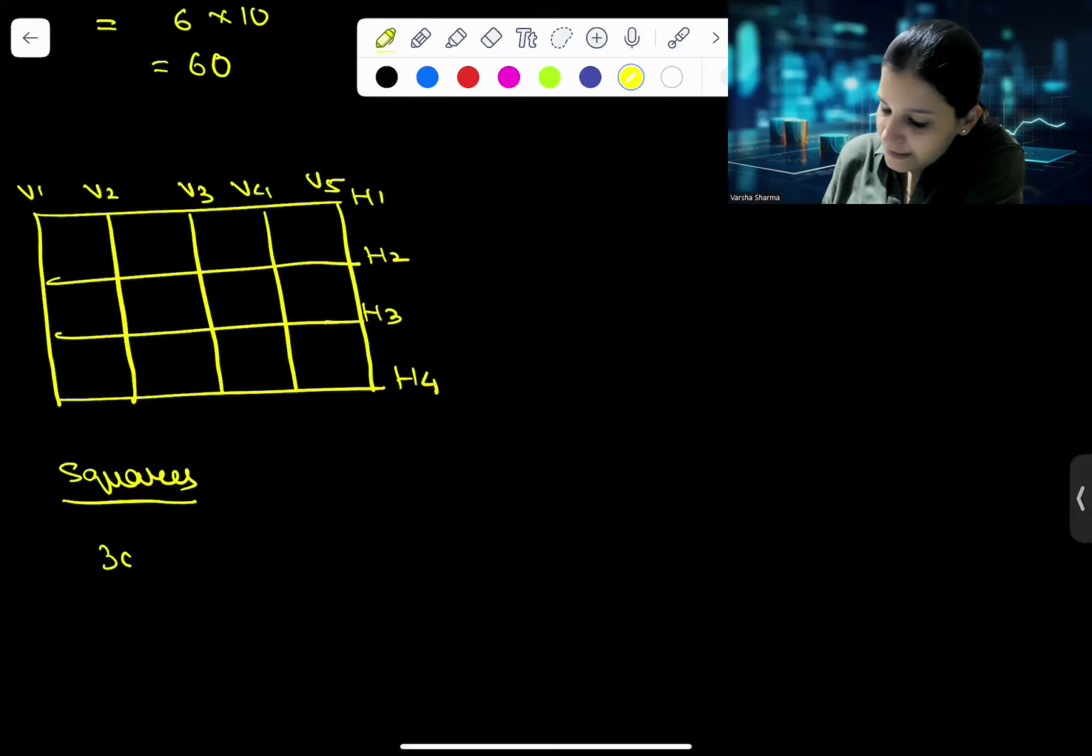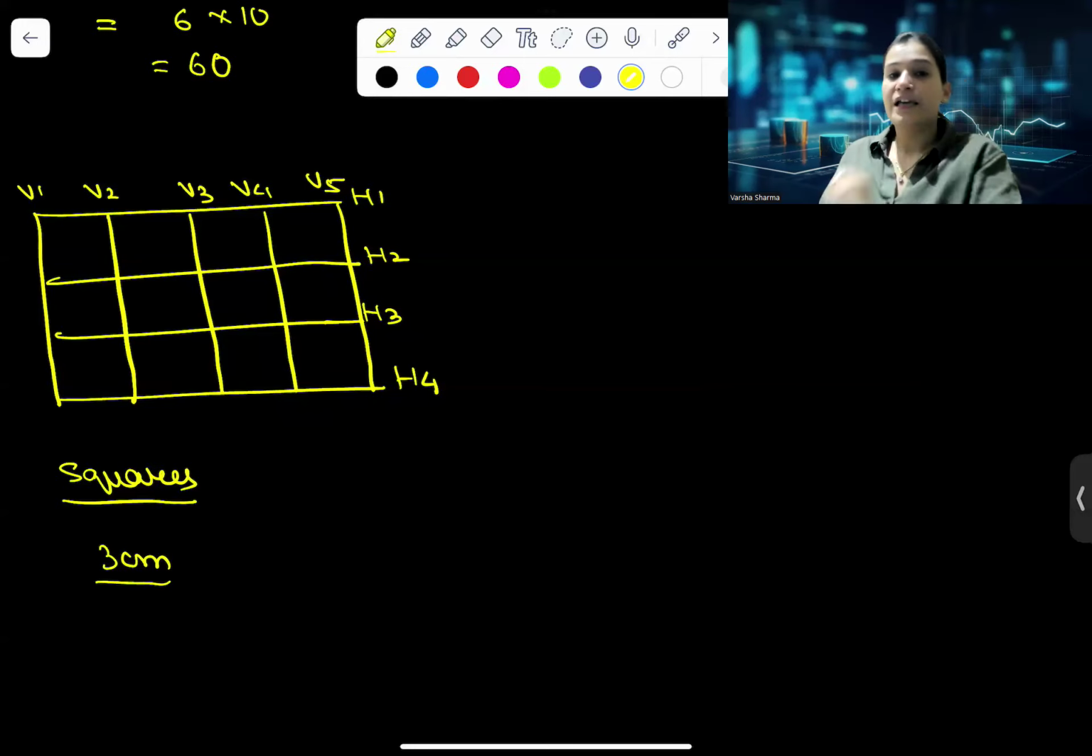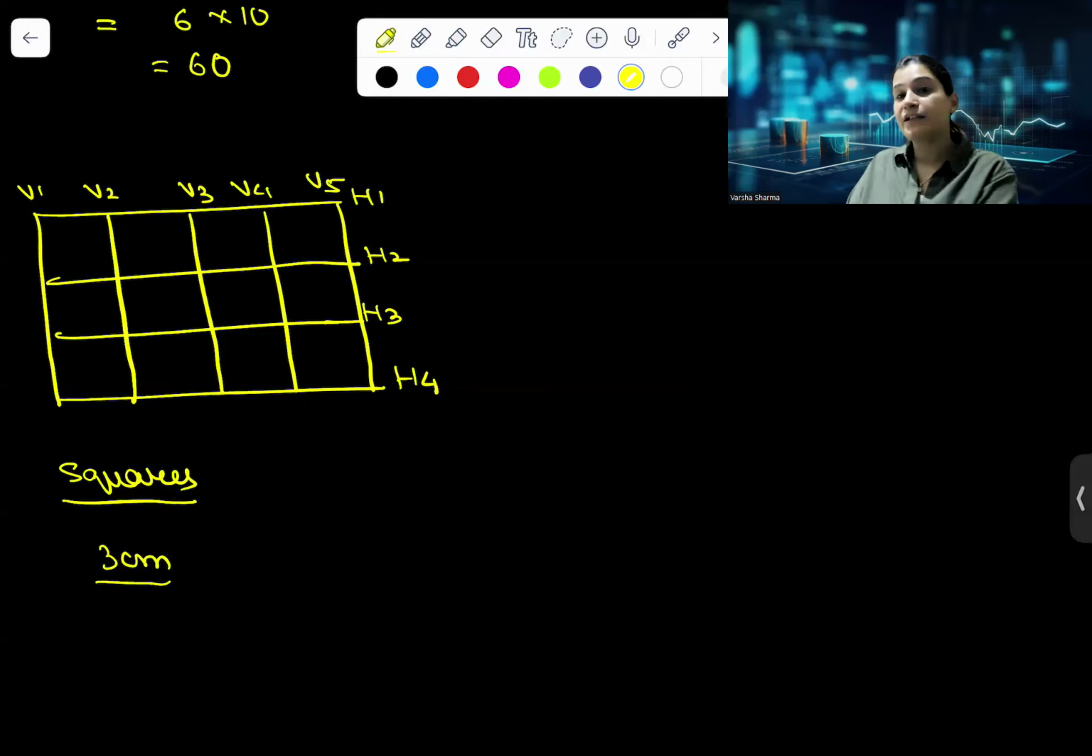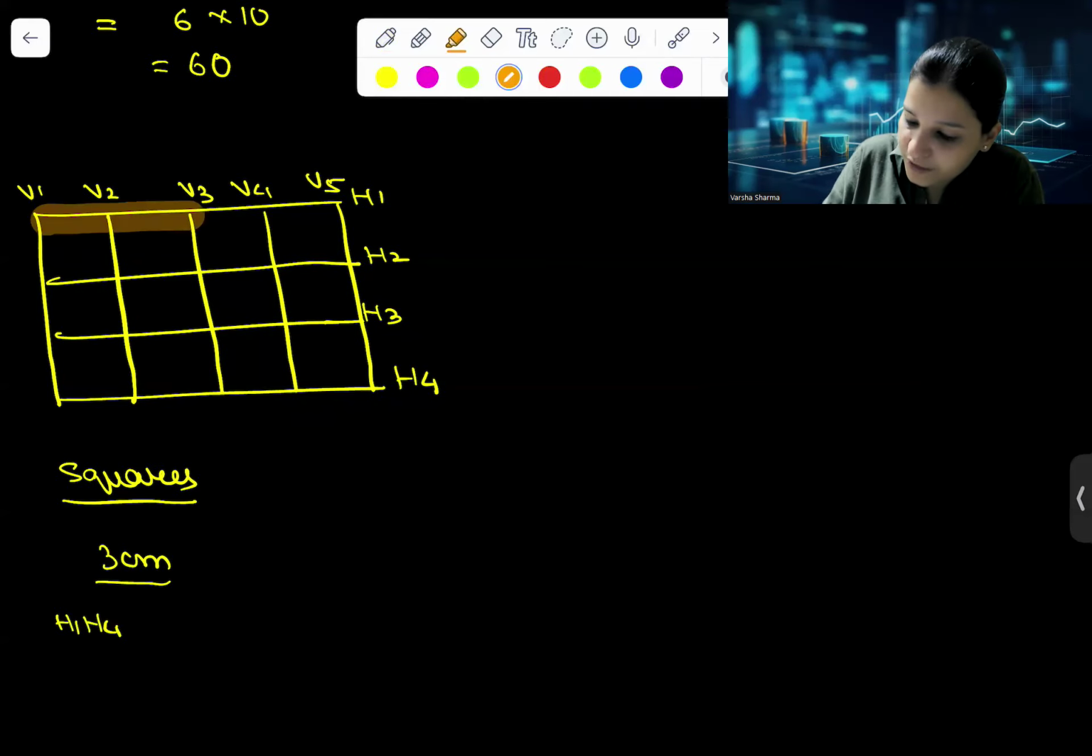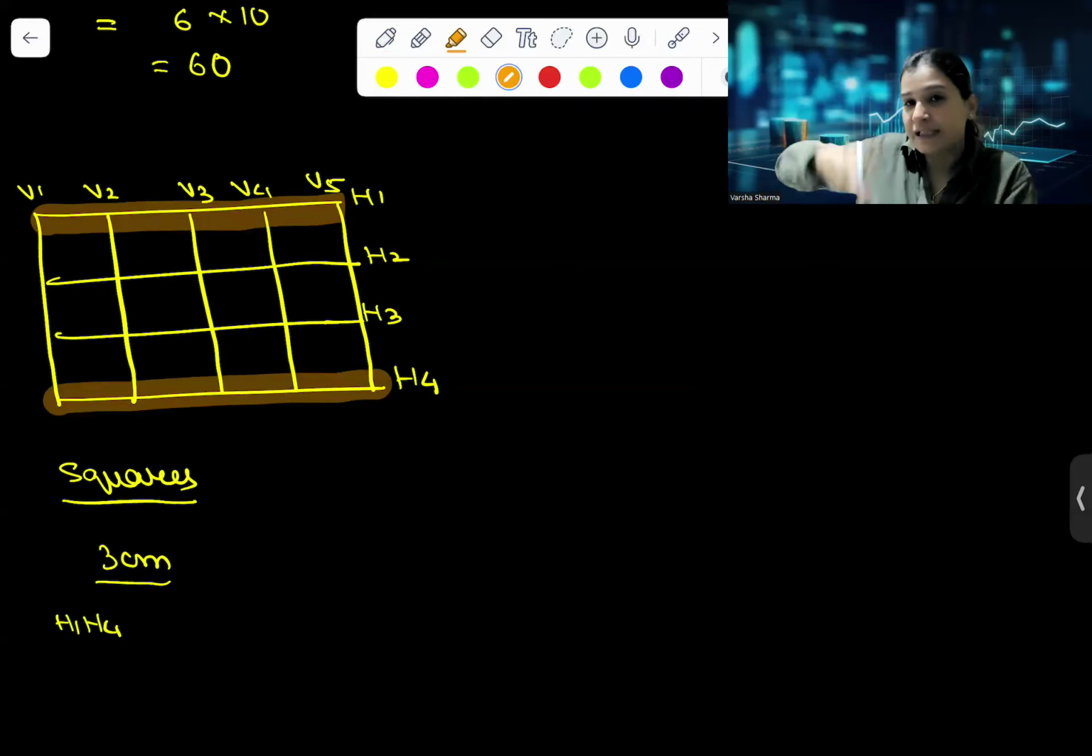So if I want a 3 centimeter square, I need 2 horizontal and 2 vertical lines which are at a distance of 3 centimeter. Horizontally, I only have one option, H1, H4. I have to take these 2 lines. Then only I'll get this length to be 3 centimeter.